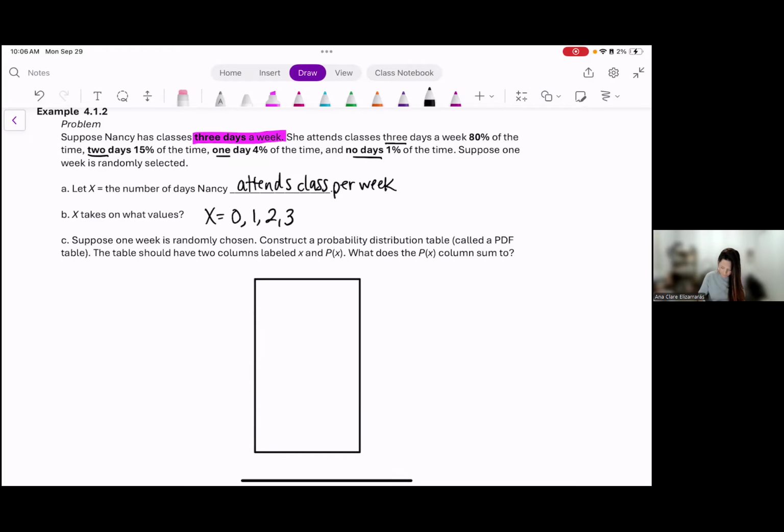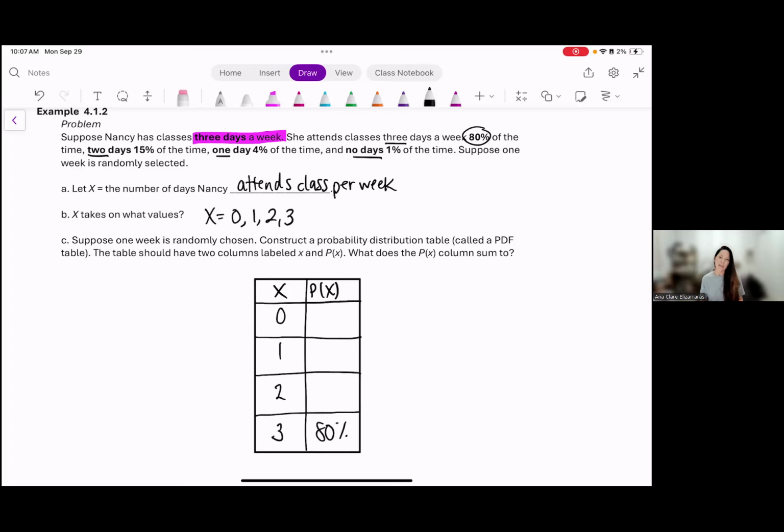And in this table, I'm going to have X, so that I'm talking about the number of days that Nancy attends class per week, and then each probability that's associated with that. Nancy can attend 0 days, 1 day, 2 days, and 3 days. And let's go back to the information that's given to calculate those probabilities. 3 days a week, 80% of the time. So I could write this as 80% if I wanted to.